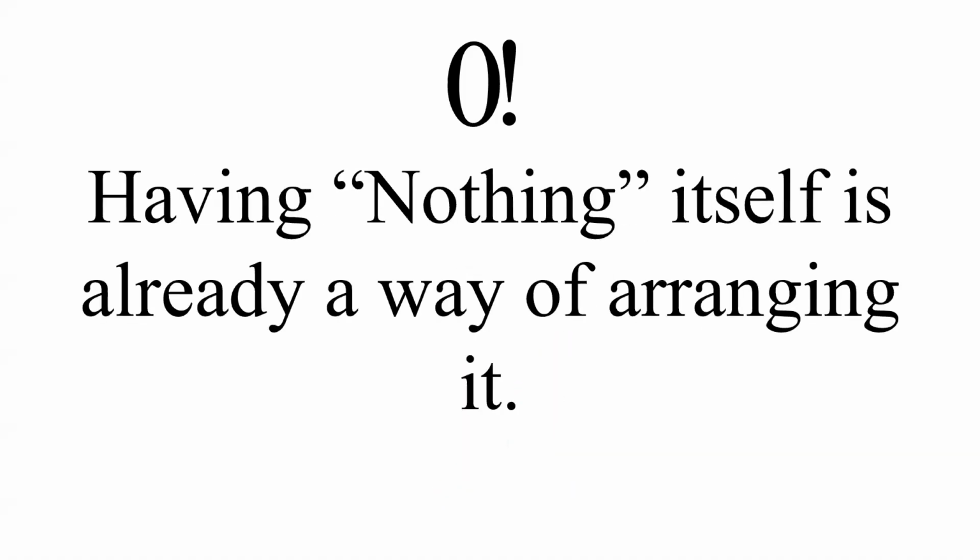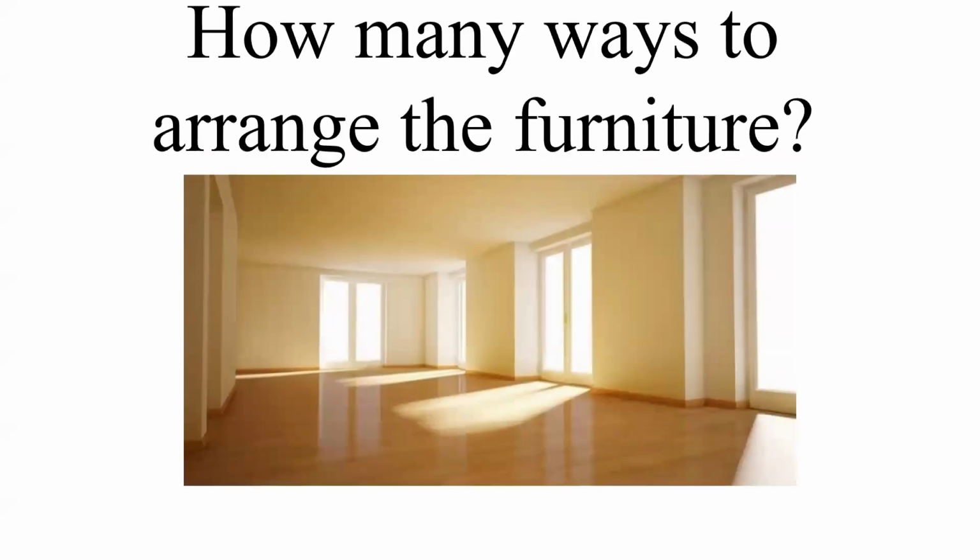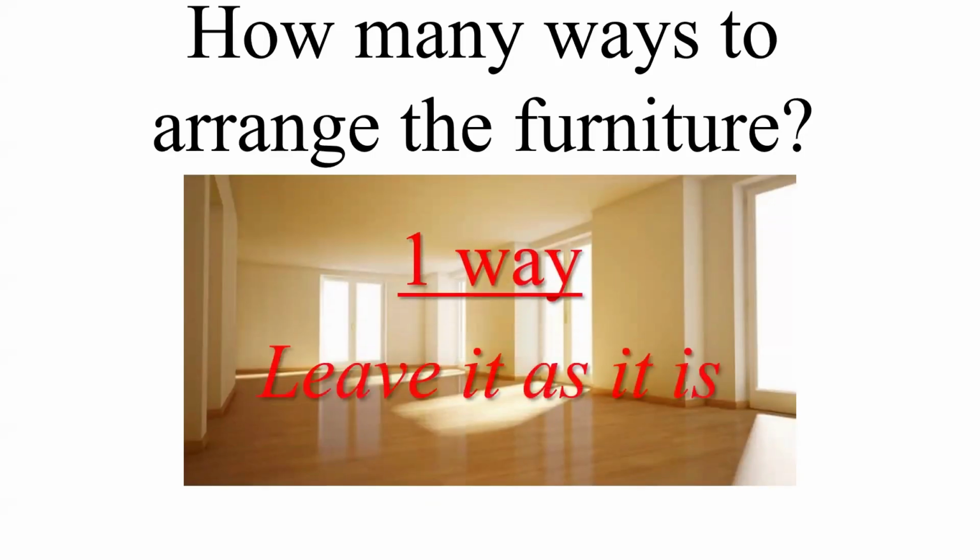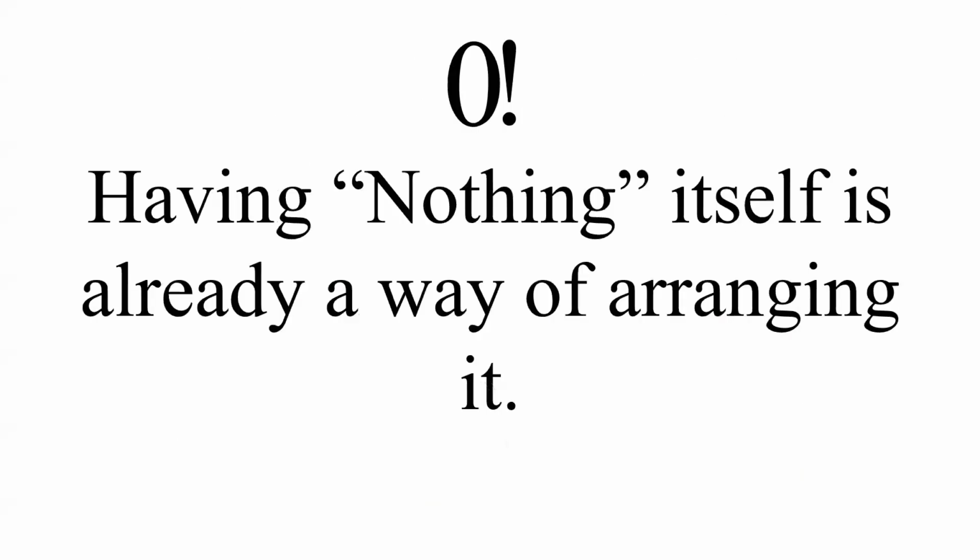Because having nothing itself is already a way of arranging it. If you don't understand what I mean, think of an empty room. How many ways are there to arrange the furniture? Well, there is one way. And the only way is to leave it as it is. Which is why having nothing itself is already a way of arranging it. So 0 factorial equals 1.